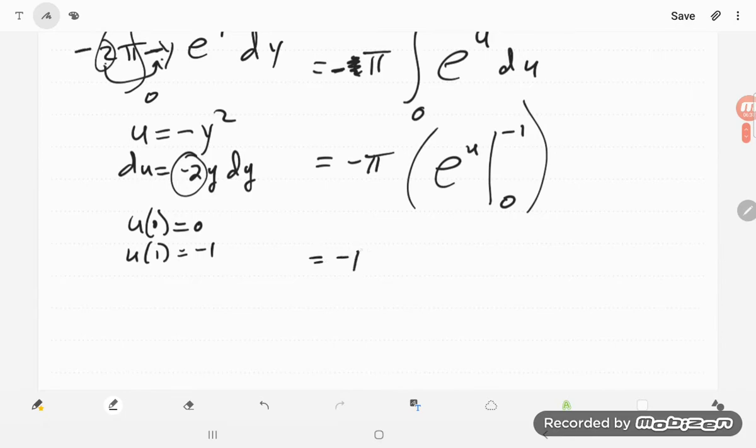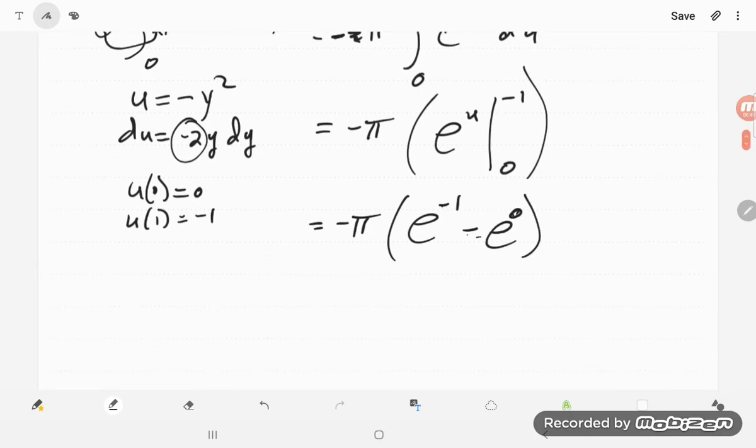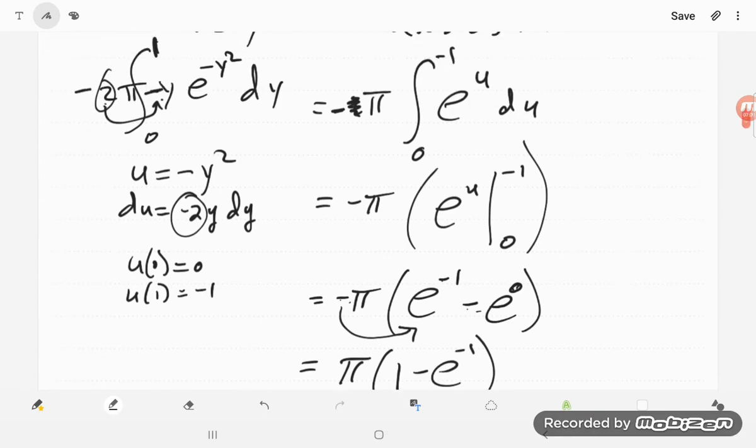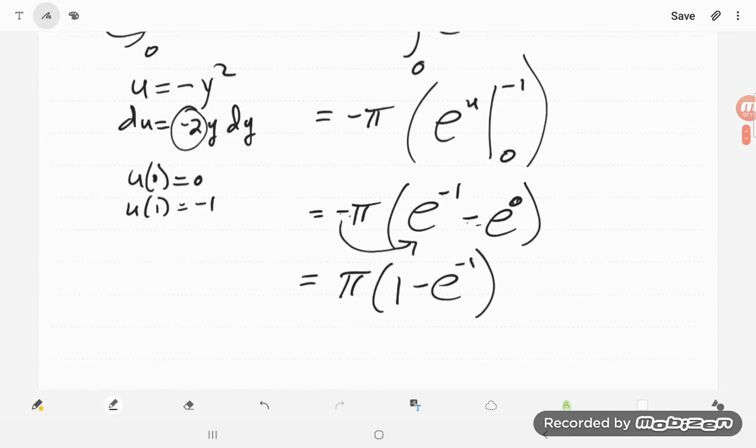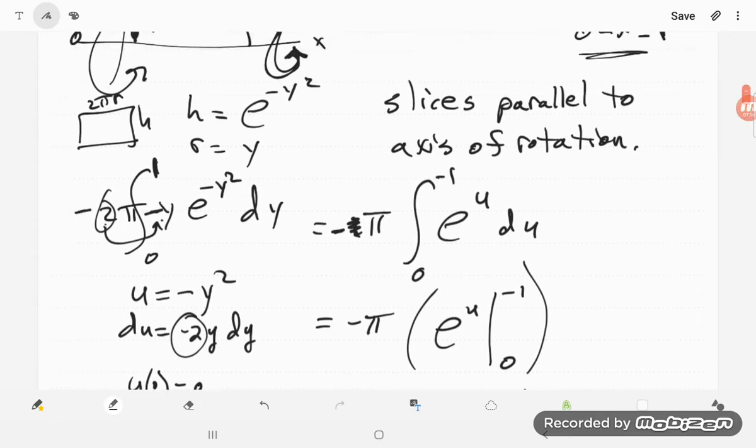And so this is negative pi times e to the negative 1 minus e to the 0. Well, e to the 0 is 1. And if I take care of the negative here, send that negative through, I get pi times 1 minus e to the negative 1. And hopefully that's what they got. Yes, it is. Okay, so that is our volume in that case using the shell method.